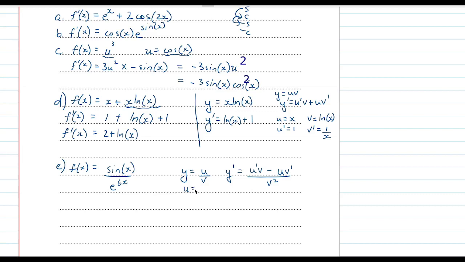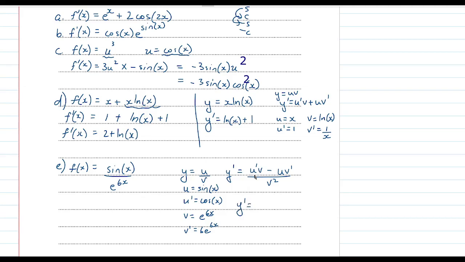So in this case, our u is sine x. So our u dash is going to be, remember sine differentiates to cos x. And our v is e to the 6x, and that's going to differentiate to 6e to the 6x. So remember, it's this differentiated, which is 6, times the original function. So now let's put these values into our quotient rule formula.